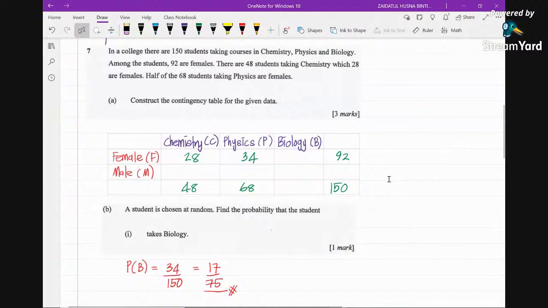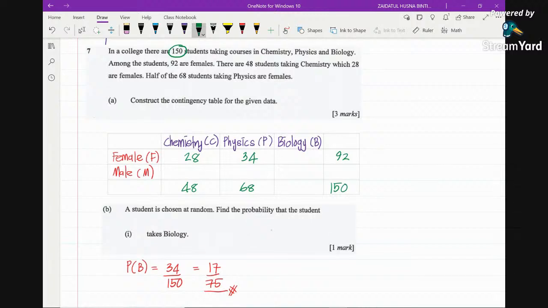Okay, so now let's discuss the next question in this particular year, 14-15. So we are given this question. All right, so let's read the question. In a college, there are 150 students taking courses in chemistry, physics, and biology. Among the students, 92 are females. So among the students means among these 150. Among these 150, 92 are females. Okay, so how do we do this?